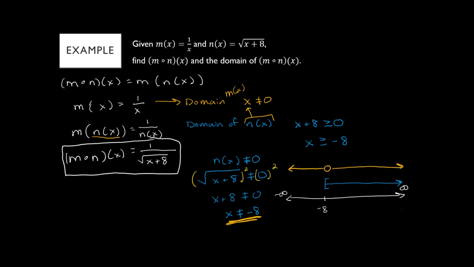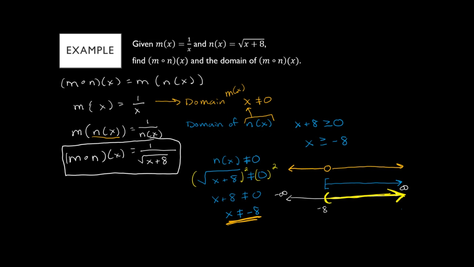The domain of our function composition is the overlap between these two. So the overlap is everything greater than negative 8. But it does not include negative 8 because negative 8 is not included in the other one.